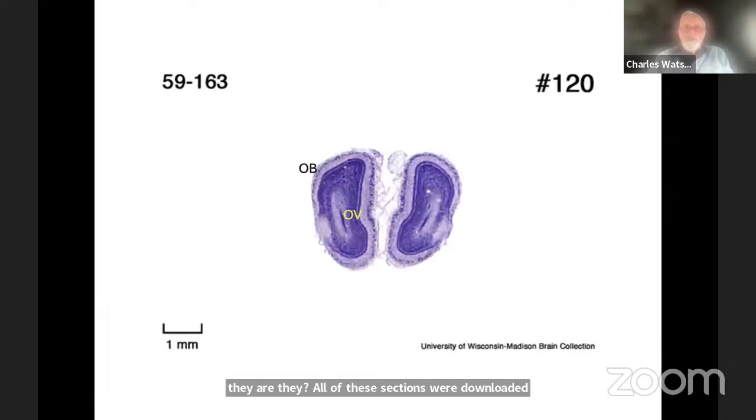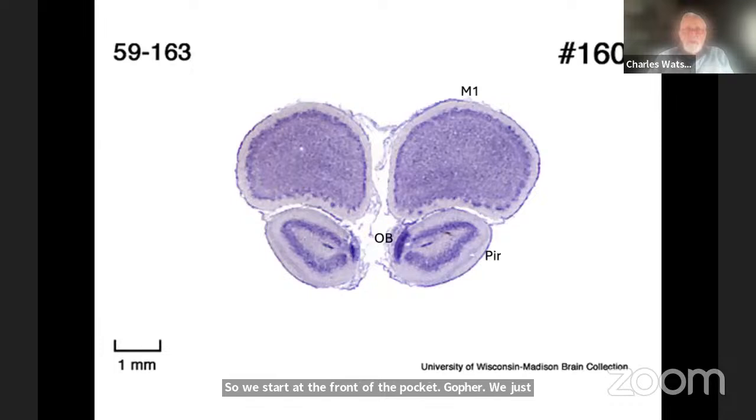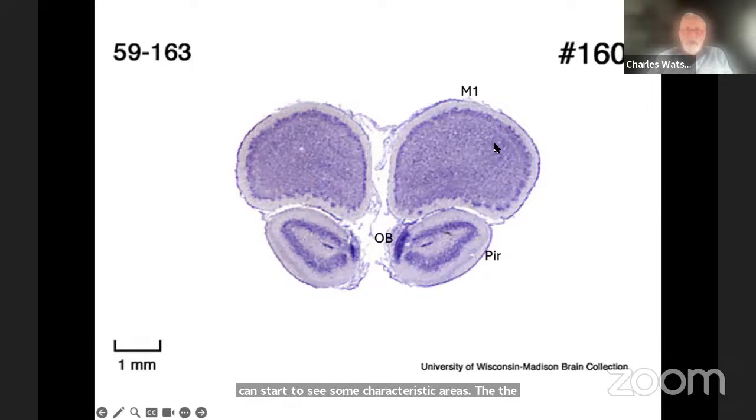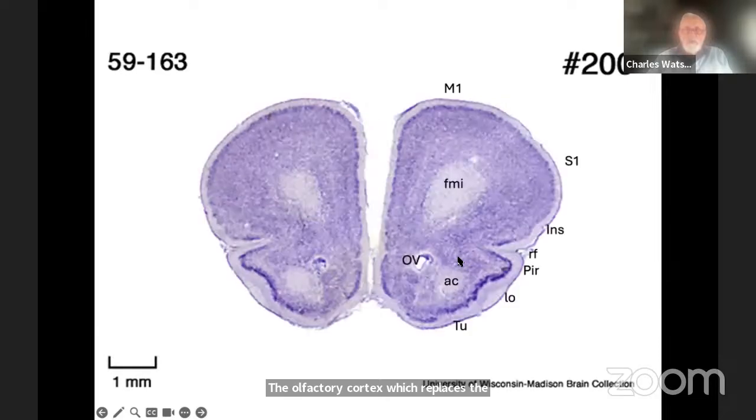So we start at the front of the pocket gopher, and we just have the olfactory bulb with the olfactory ventricle. As we go back a bit, the cerebral neocortex starts to appear above that. Here's the olfactory bulb, and we can start to see some characteristic areas. The primary motor area is available first. The olfactory cortex, which replaces the olfactory bulb, is called the piriform cortex. We're going to see quite a bit of that.